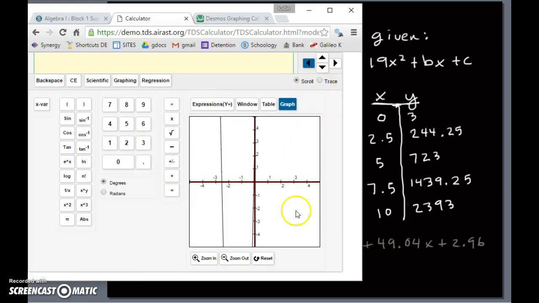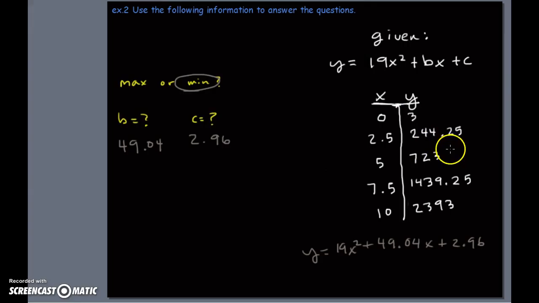And then hit graph, we'll have to zoom out a little bit so we can see the entire quadratic. And as we zoom out, you can see that this quadratic has a minimum point for its vertex because it's opening up. So we can go ahead and select minimum, and there's no fourth part to this question.